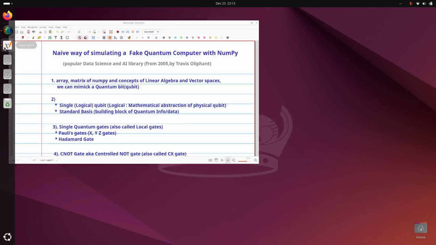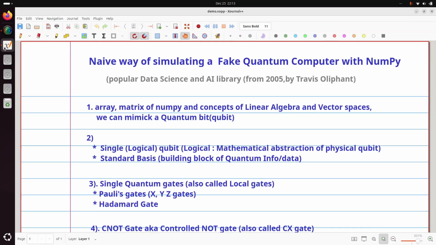This is a small demo on simulating a fake quantum computer with NumPy, using NumPy arrays and matrices, concepts of linear algebra and vector spaces. It's feasible to mimic a quantum bit or qubit. In this session, I'll cover single qubits and standard basis, the building blocks of the quantum information or data.